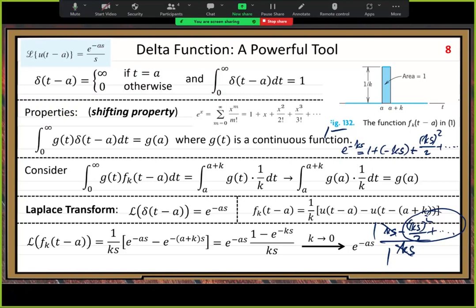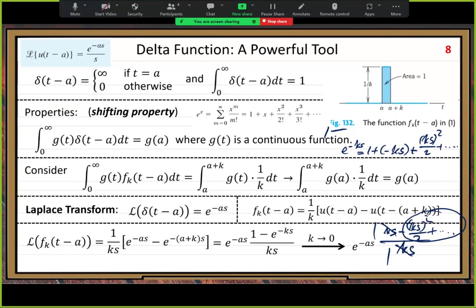So then the answer is the delta function. You go back from fk to the delta function. Its Laplace transform is e to the negative as. Then you can apply this formula. So when you solve ODEs, you just apply this formula directly. Let me show you one example.